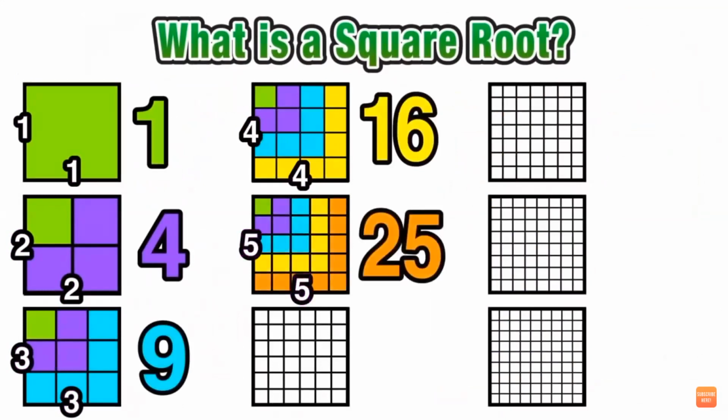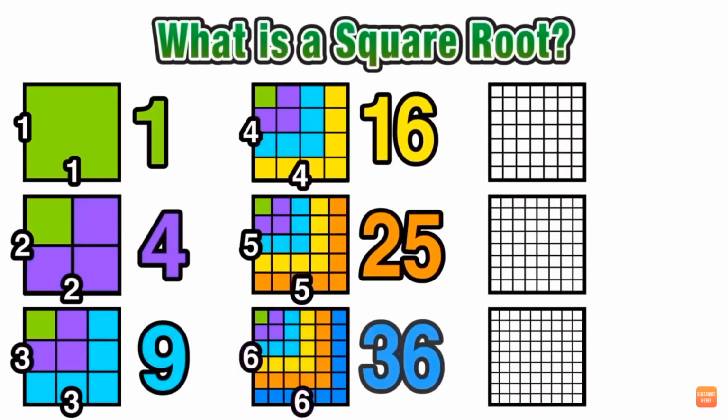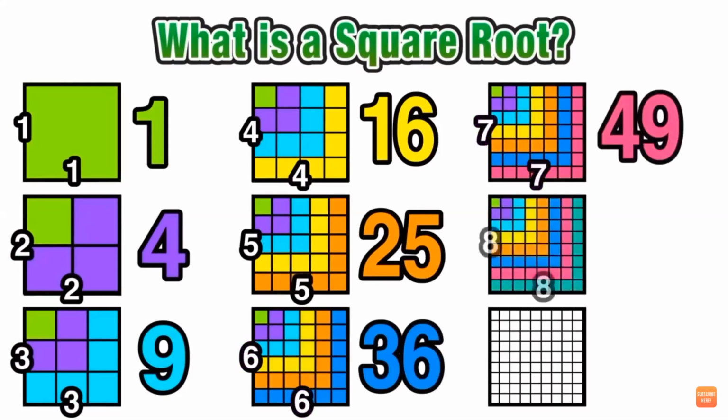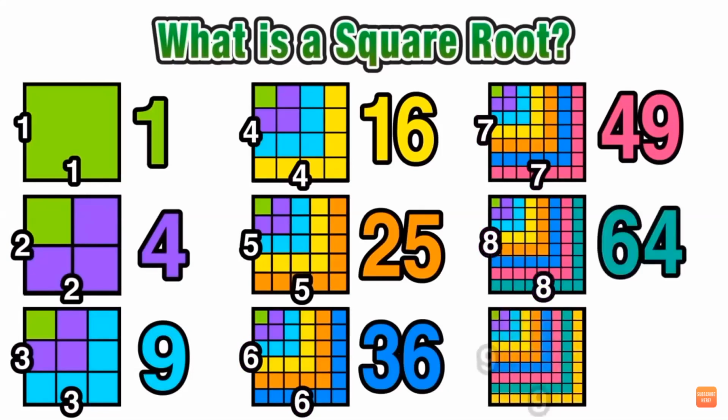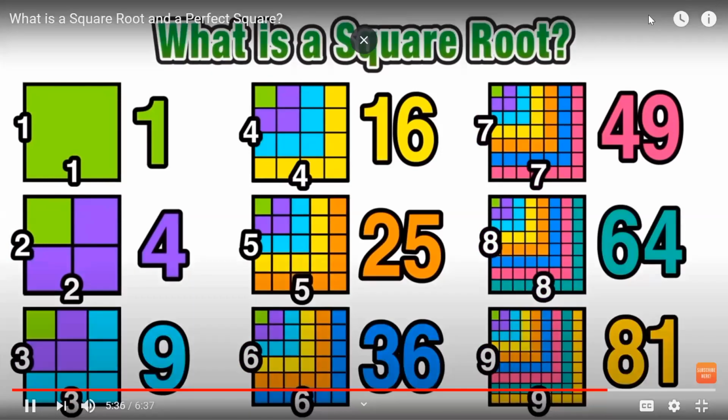5 squared is 25. 6 squared, 6 times 6 equals 36. 7 squared is 7 times 7, which equals 49. 8 squared is 8 times 8, which equals 64. We actually looked at that one earlier. And 9 squared, 9 times 9, is equal to 81. And the square root for each one of these perfect squares is the value that you had to square to get it in the first place.